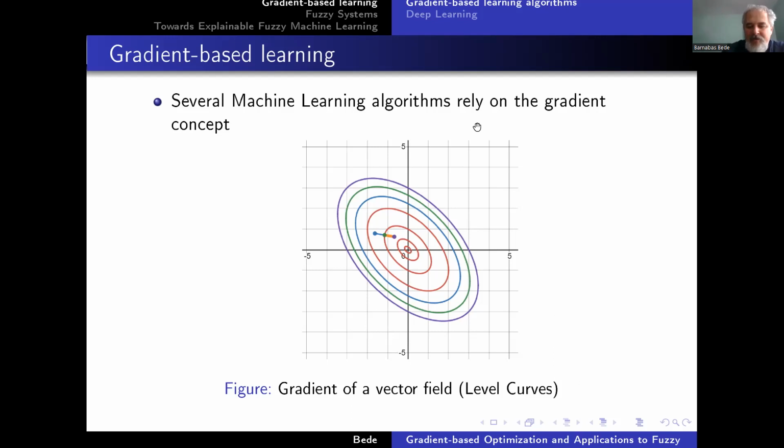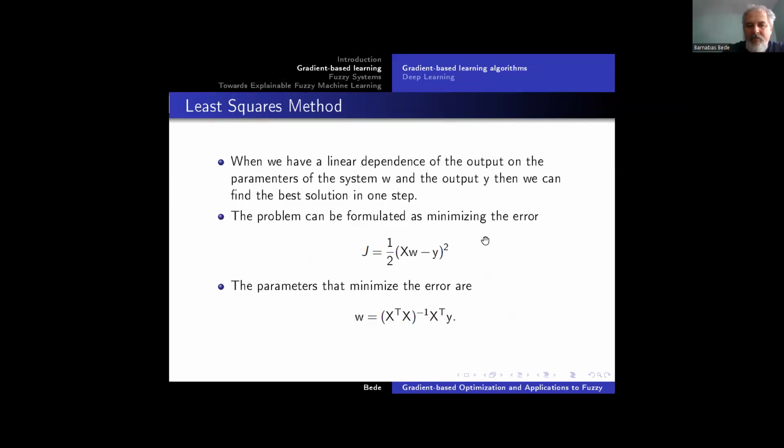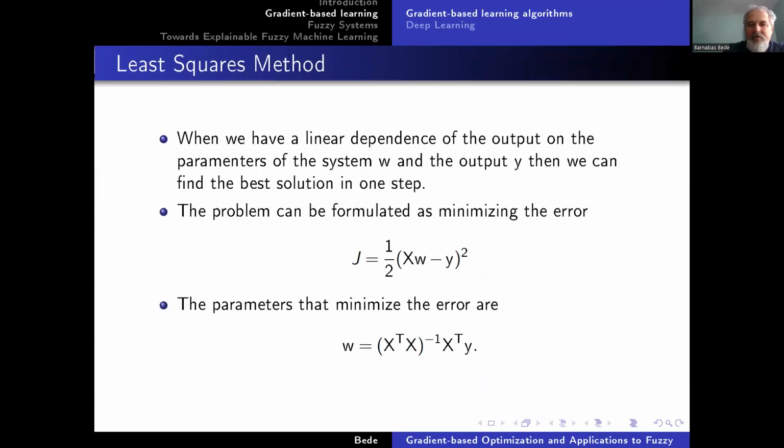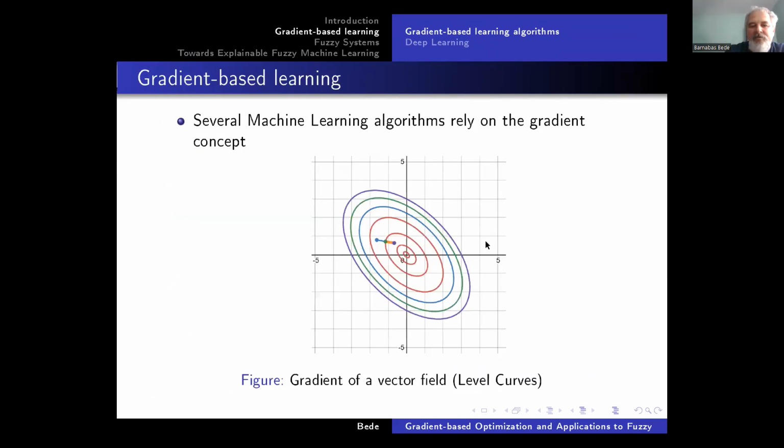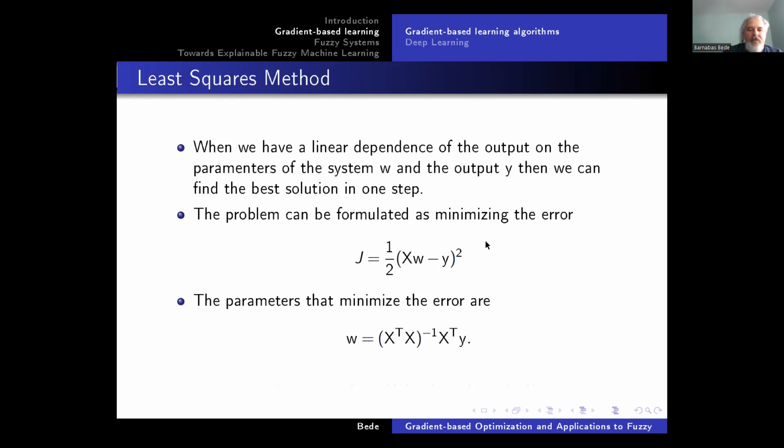Okay, so let's continue. Within gradient-based methods, we have basically the gradient descent algorithm, where you minimize the error just by doing small steps. That's a slow algorithm, but it's very efficient, and it's the basis of deep learning, for example, for neural networks.